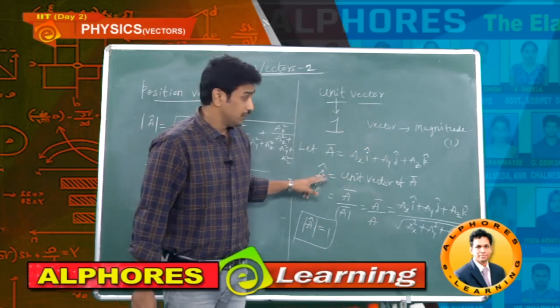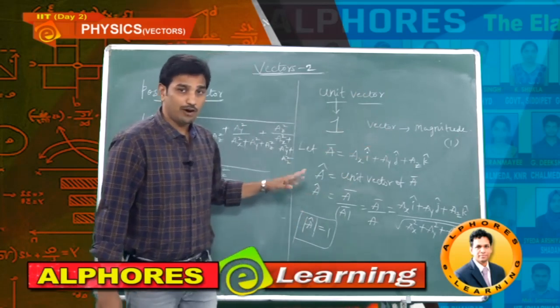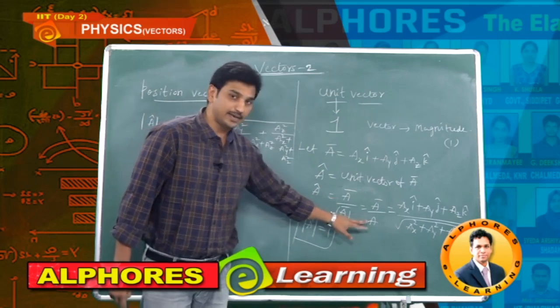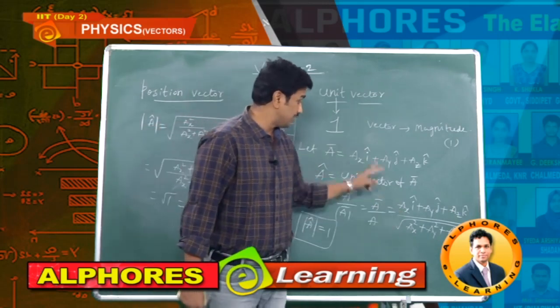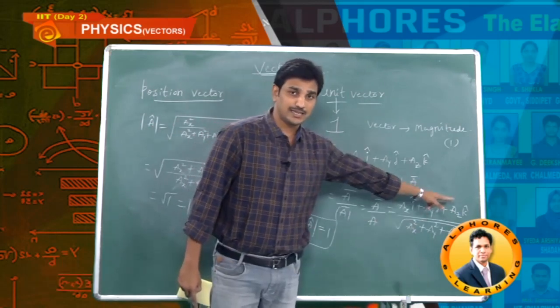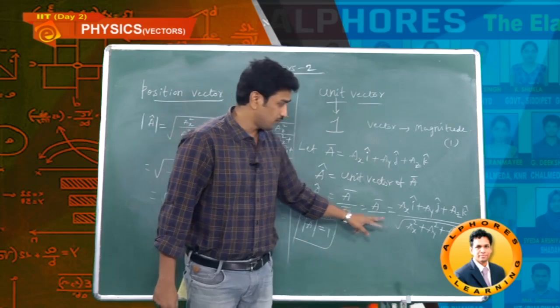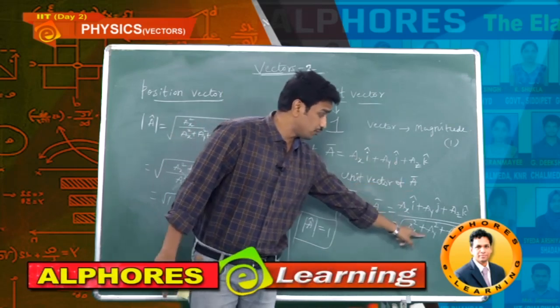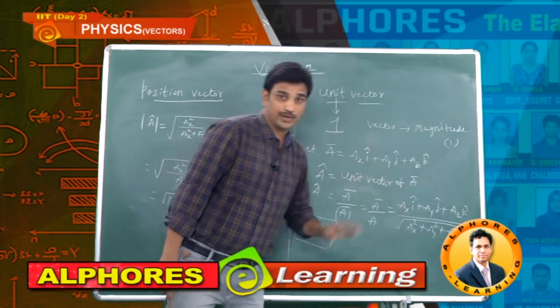Now we define A cap as the unit vector. A cap is the unit vector of A bar. How do we define that A cap? A bar by mod A bar. What is the mod A bar? A bar I already defined: ax I cap plus ay j cap plus az k cap. What is the mod of A bar? Root of I cap coefficient whole square, j cap coefficient whole square, k cap coefficient whole square.